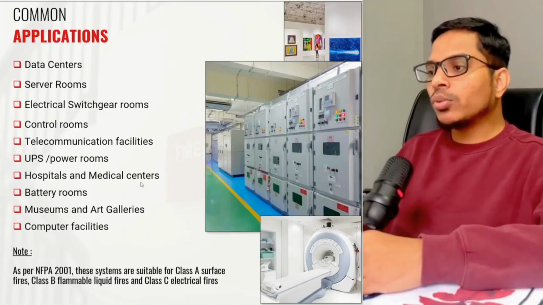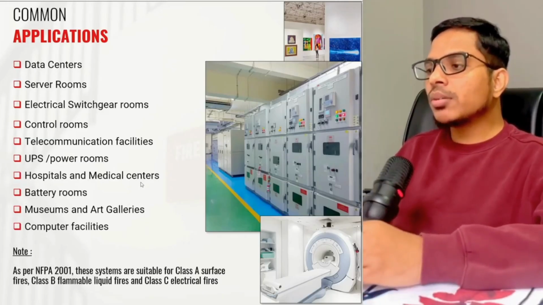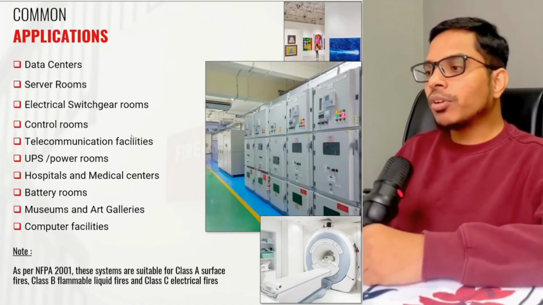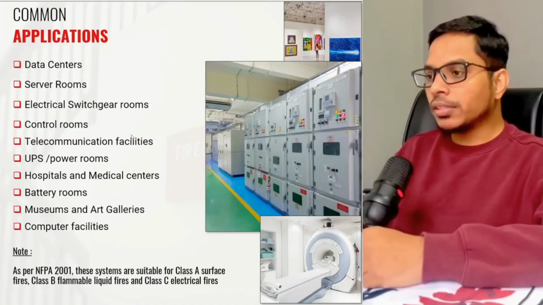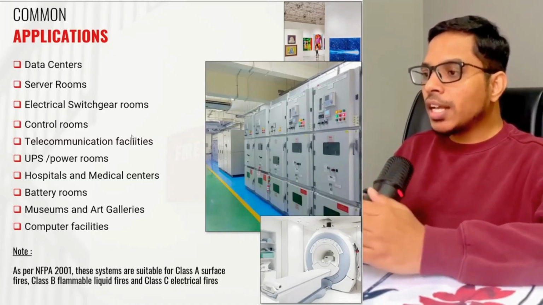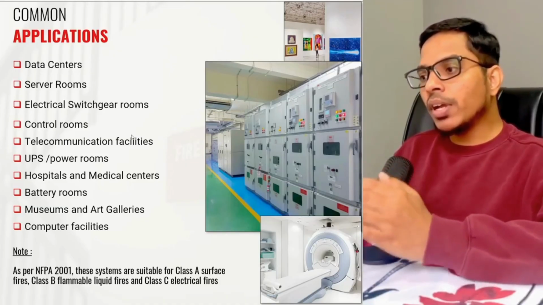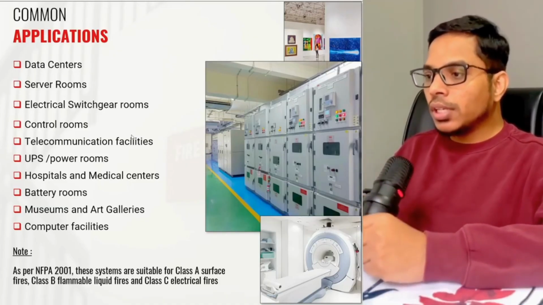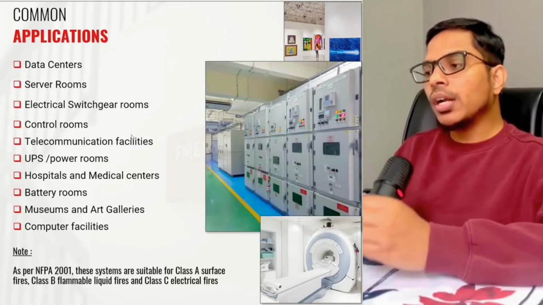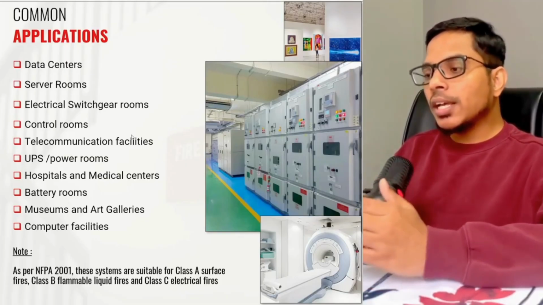According to NFPA 2001, these systems are suitable for Class A surface fires, Class B flammable liquid fires and Class C electrical fires. I already discussed definitions of Class A, Class B and Class C in the NFPA 10 video series. You can check the playlist. However, these Cleanagent systems are not recommended for deep-seated fires in Class A materials.